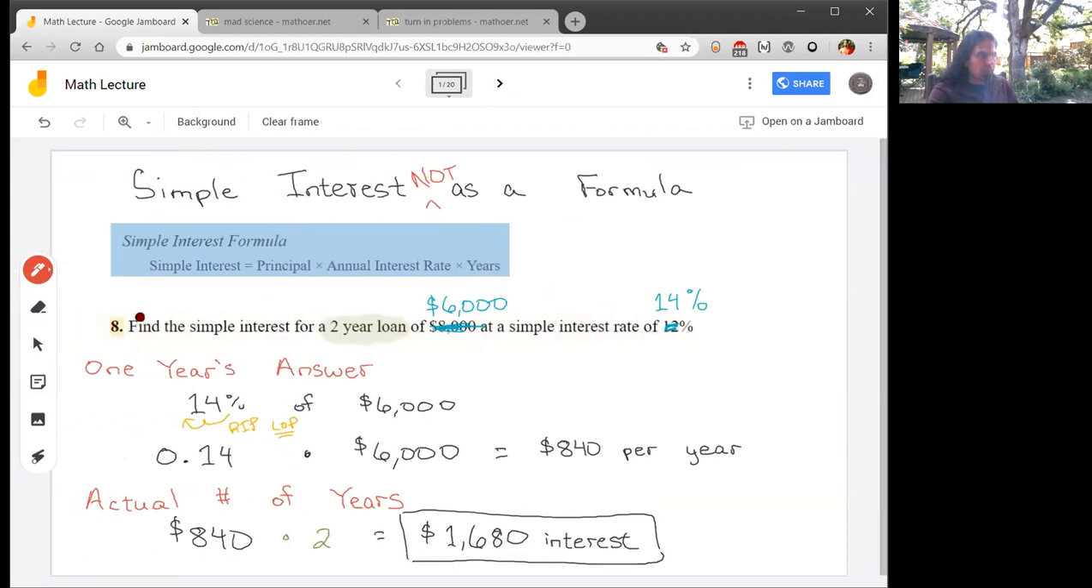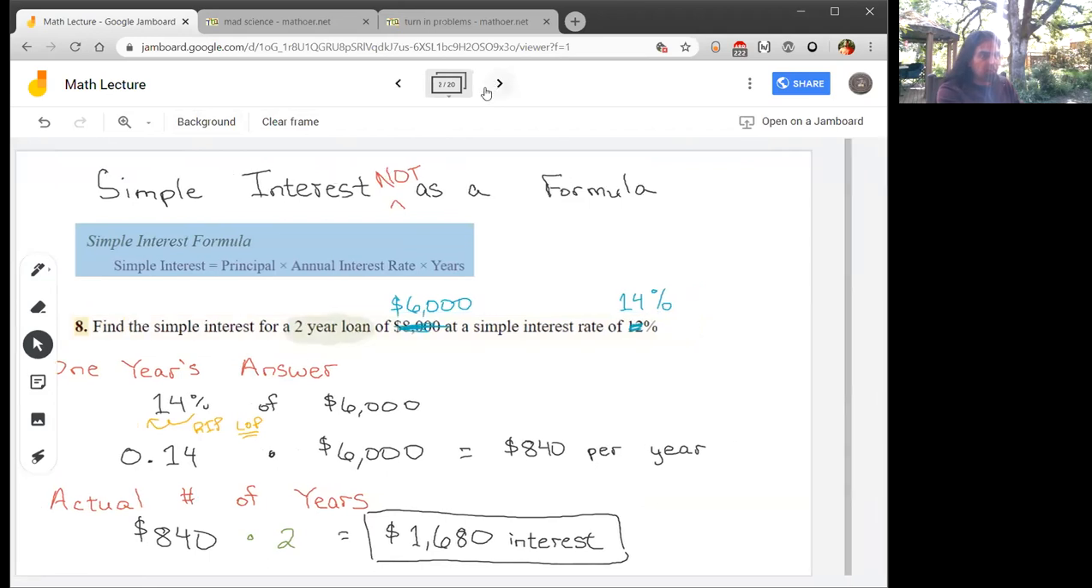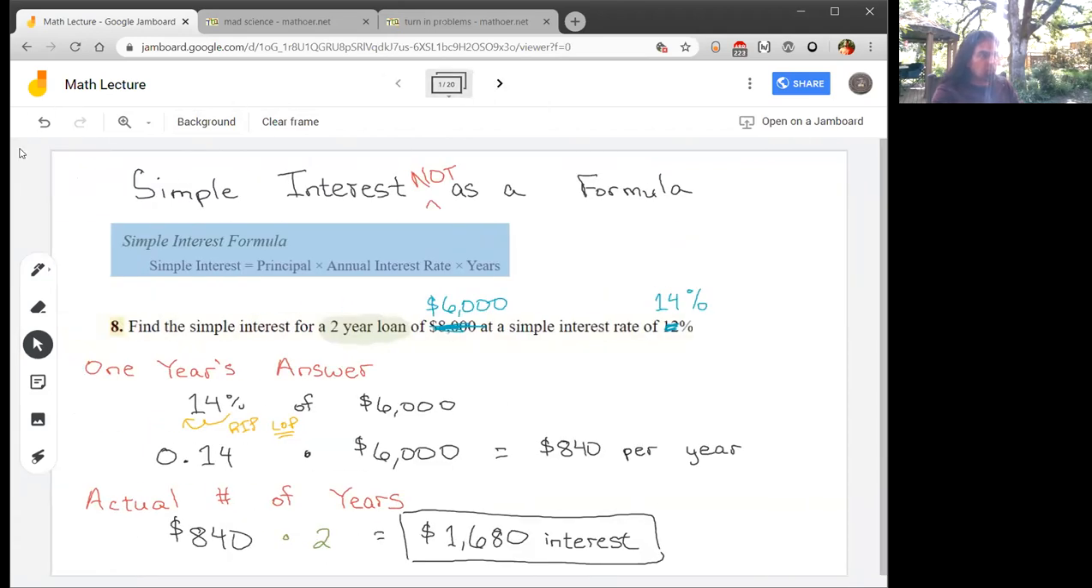Oops, and I have to grab my problem too, don't I? I know what I'm going to do. I'm going to grab it that way.